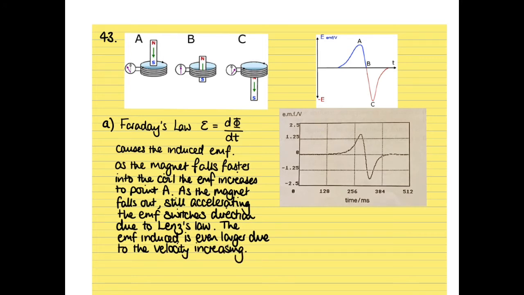If we look at the graph, you can see the acceleration of the magnet into the coil, peaking at A, and then as it falls out, a greater peak at C, and you can see that the time interval for the A part is longer than the time interval for the C part, because it's falling slower to begin with.